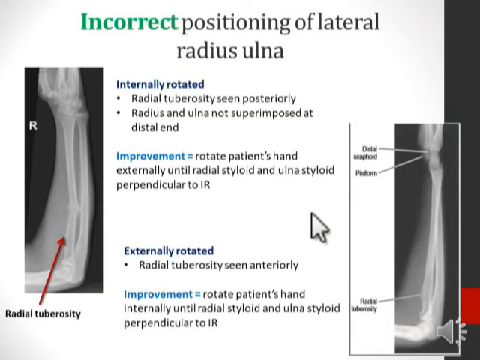So this is the example for incorrect positioning of lateral radius ulna. For this radiograph, the hand of the patient is internally rotated. This is because radius and ulna not superimposed at distal end, and radial tuberosity seen posteriorly to the ulna.